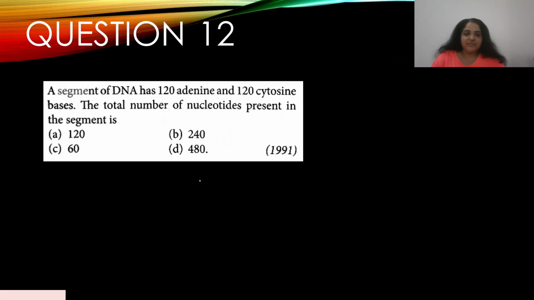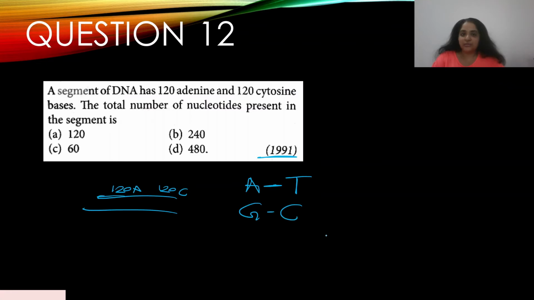Question 12. A segment of DNA has 120 adenine and 120 cytosine bases. The total number of nucleotides present in the segment is, this appeared in 91. So you have a segment of DNA, it's double-stranded. So you have 120 adenine and 120 cytosine. Now we know for sure that adenine bonds with thymine and guanine bonds with cytosine.